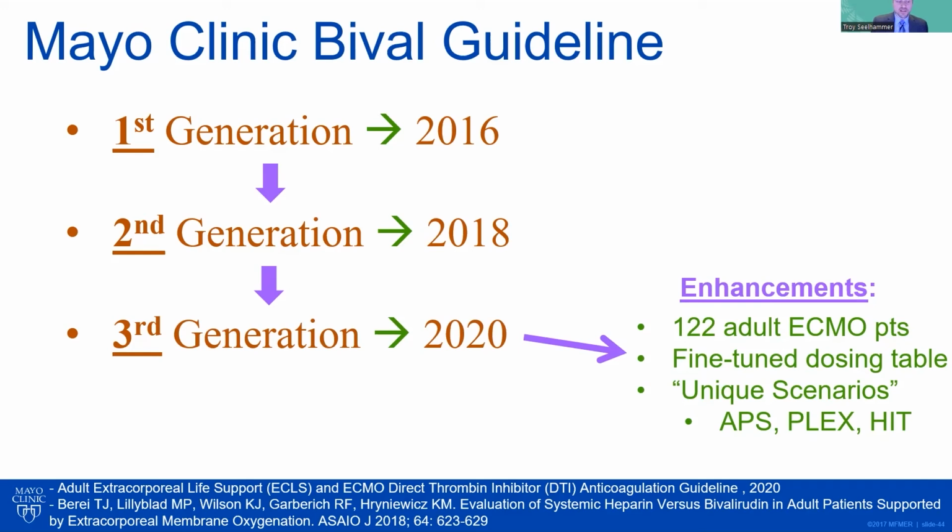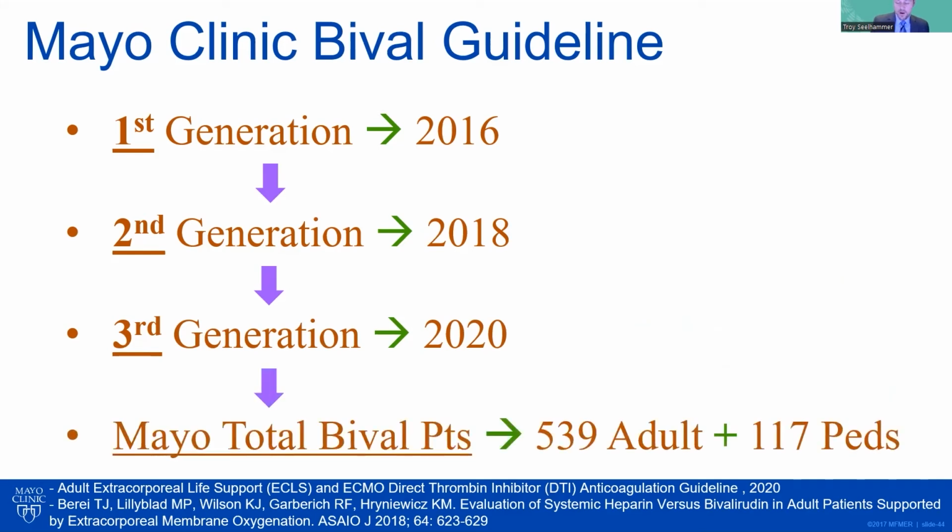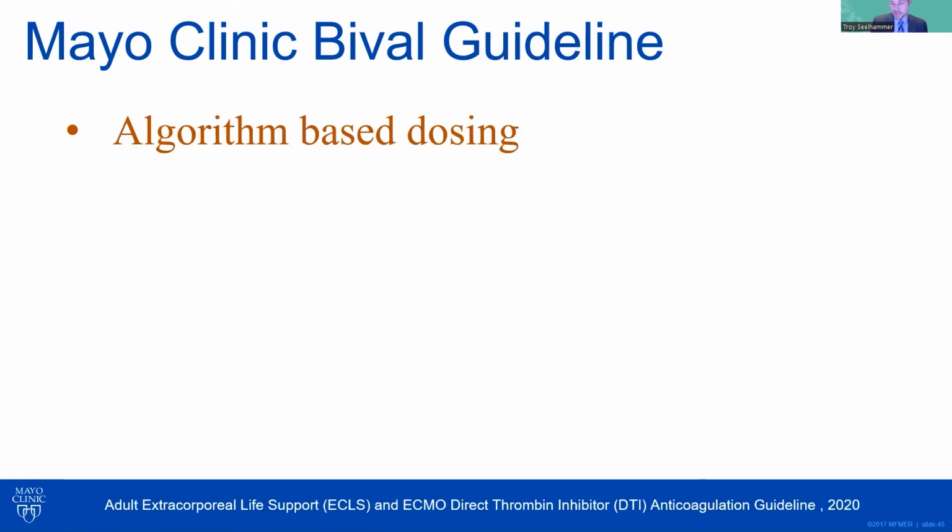And then we added unique scenarios, including how to handle patients with phospholipid syndrome who are receiving PLEX therapy and another round of recommendations for administration in heparin-induced thrombocytopenia. Overall, we are now over 500 adult patients and 117 pediatric patients having received bivalirudin to date.